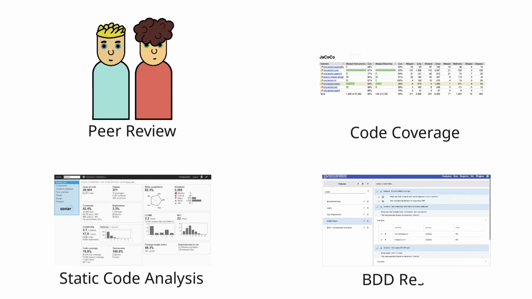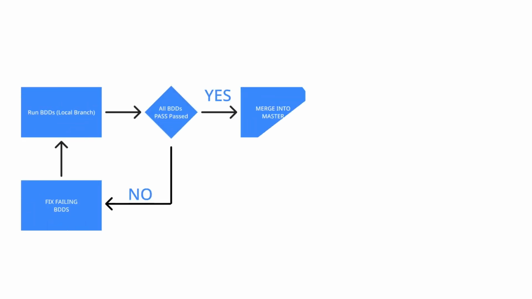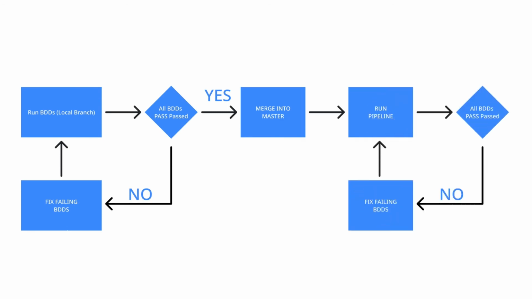Once all scenarios are passed and the code is pushed to master, your CI/CD pipeline should automatically run. If there are any failures, then the developer should look into this immediately and correct it.